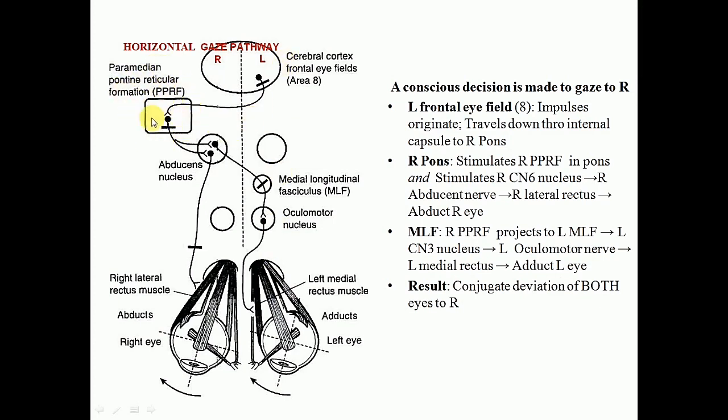This area, which is located very near to abducent nucleus, receives input from the contralateral, that is opposite frontal eye field, and from here and the abducent nucleus, the same side nucleus will supply the lateral rectus muscle via abducent nerve, but also projects to the opposite medial longitudinal fasciculus, which will eventually supply the opposite oculomotor nucleus and the oculomotor nerve to the medial rectus muscle. So eventually both the eyes will deviate to the same side. So that is a function of the paramedian pontine reticular formation. So this will be affected in the Foville syndrome.